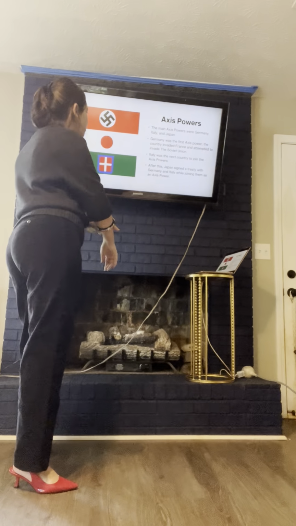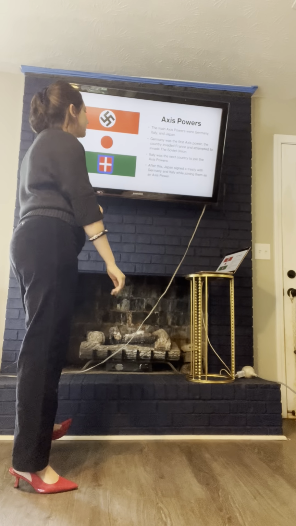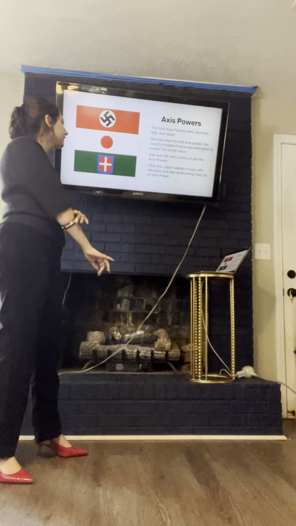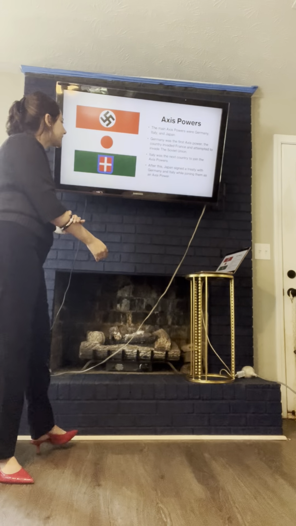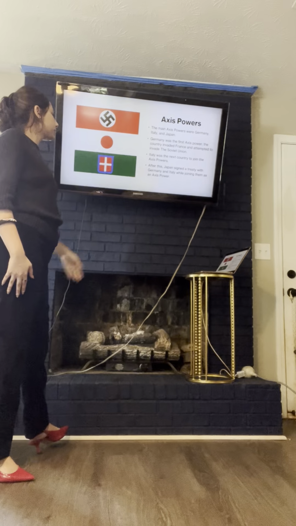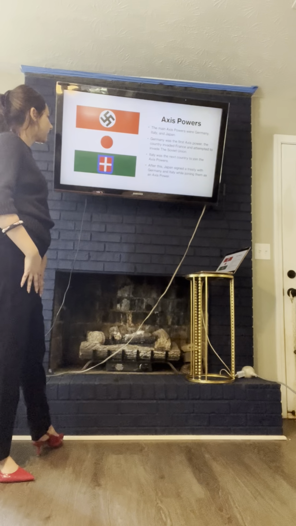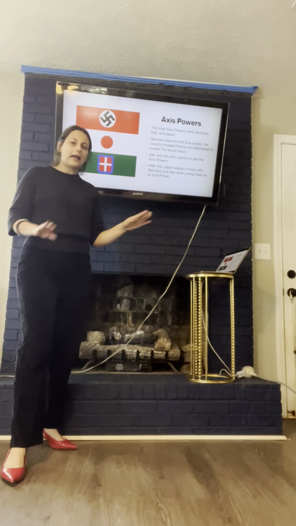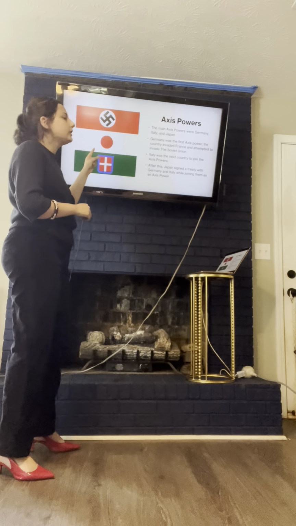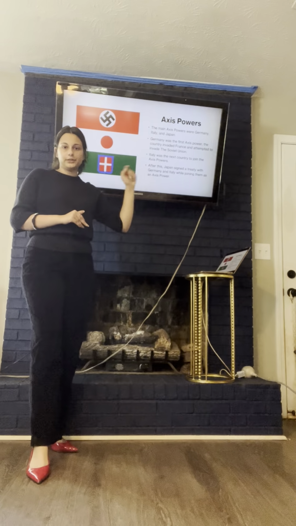Italy was the next country to join the Axis powers, and after this, Japan signed a treaty with Germany and Italy while joining them as an Axis power. So altogether, these were the three main players in the Axis powers. Again, there were some other countries that helped them out along the way, but these are the main three that you need to know.